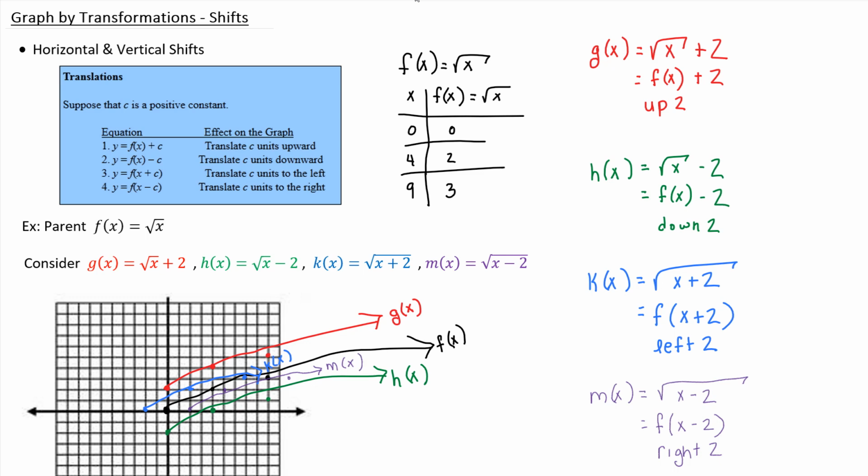That completes this lesson on translations or shifts. Notice again that basically the process is you start off with your parent function and ask yourself, how is it altered? If you're adding or subtracting to the entire function or the y's, then it's going to be a vertical shift. If you're adding or subtracting to the x's, then it's going to be a horizontal shift. Whether it's adding or subtracting will tell you to go up or down, and in the case of horizontal, left versus right, respectively.